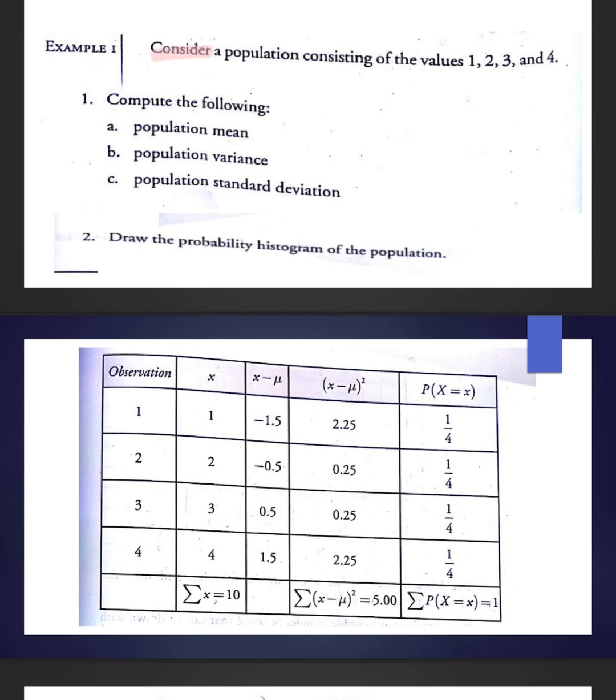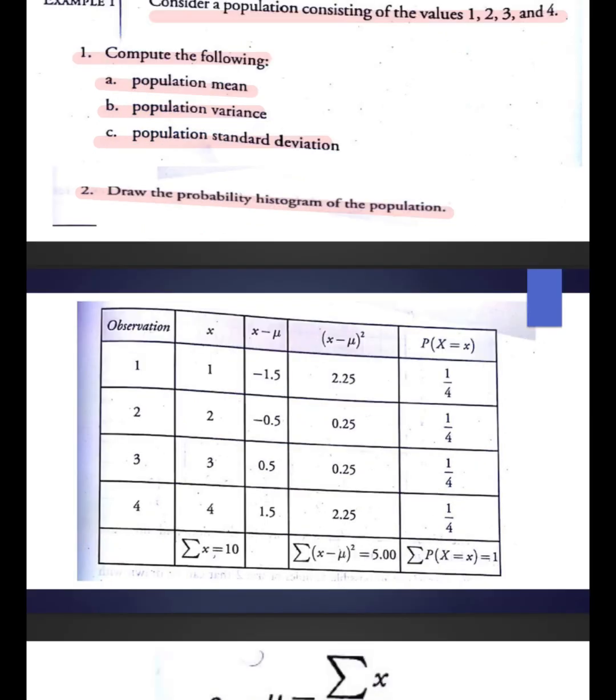Okay, let's have an example. Consider a population consisting of the values 1, 2, 3, and 4. Question 1. Compute the following. A. Population mean. B. Population variance. And C. Population standard deviation. Question number 2. Draw the probability histogram of the population.